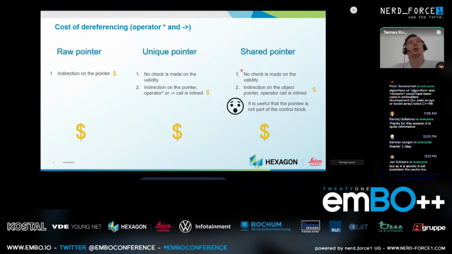The same applies to the shared pointer. We also don't do any validity check here. We also dereference a null pointer. And the interesting thing here is that in the shared pointer, we have seen on the first slide about memory consumption that the shared pointer has two pointers, one pointing to the object and one pointing to this administration block. And now we can see the benefit of having it inside the shared pointer and not in the control block, because we can dereference the shared pointer with exactly the same effort like we do with the unique pointer or with the raw pointer. So all across the board we have the same costs.